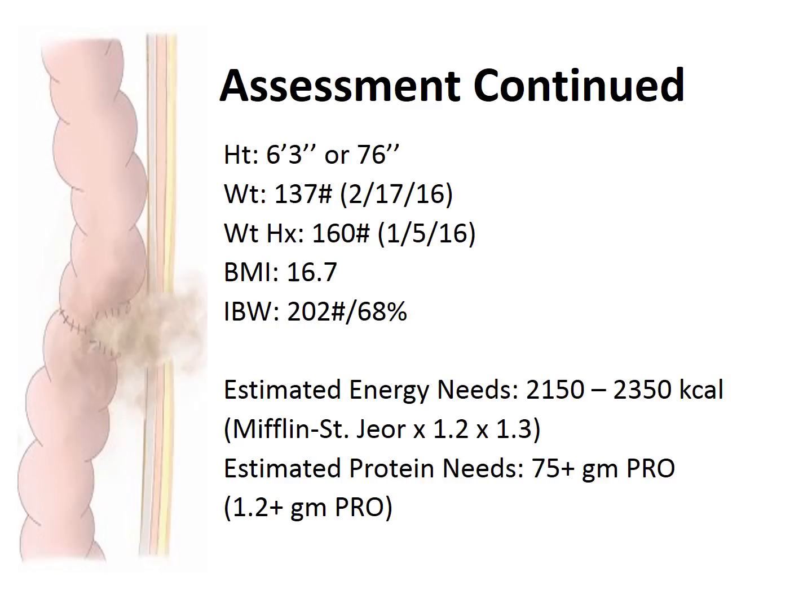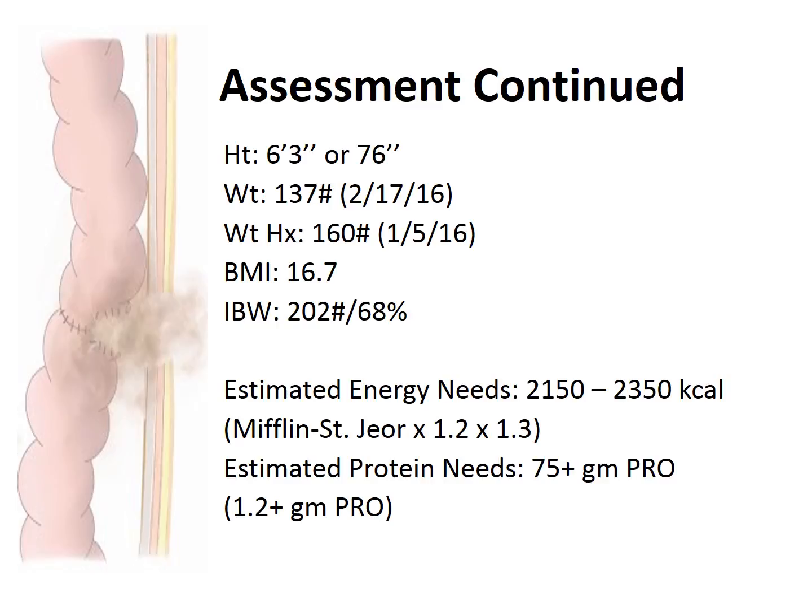The estimated needs for this patient were calculated using Mifflin St. Jeor and timesing it by a stress factor and an activity factor. This gave 2,150 to 2,350 calories, which seems within a reasonable range with the fact that he was 6 foot 3 inches.